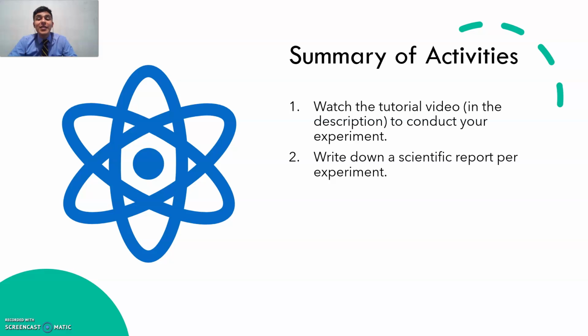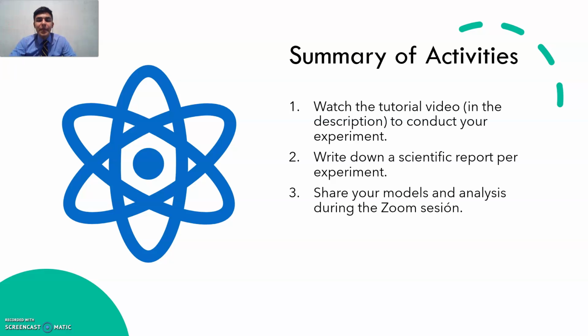Number two, write down a scientific report per experiment. So you're only going to conduct one experiment today. And what are the parts that you need to include in your experiment? Well, they are the previous ones that I shared with you. Observation, hypothesis, experimentation, analysis, and conclusions, okay?